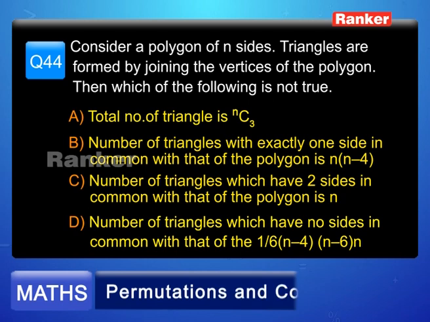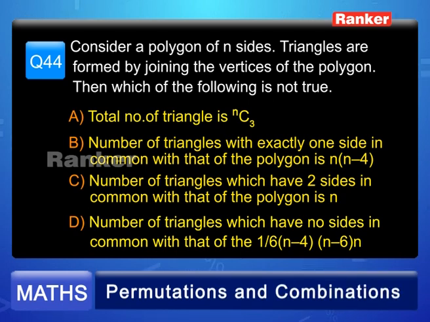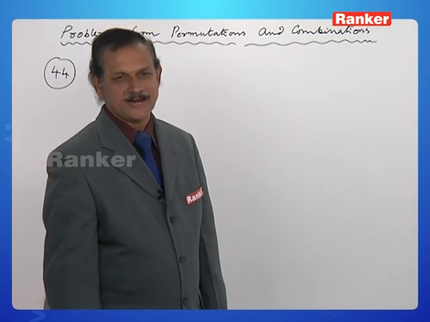The first option is the total number of triangles is nC3. The second option, that is option B, is the number of triangles with exactly one side in common with that of the polygon is n into n minus 4. The third option is the number of triangles which have 2 sides in common with that of the polygon is n. And the number of triangles which have no sides in common with that of the polygon is 1 by 6 into n minus 4 into n minus 6. Let us examine which option is correct.